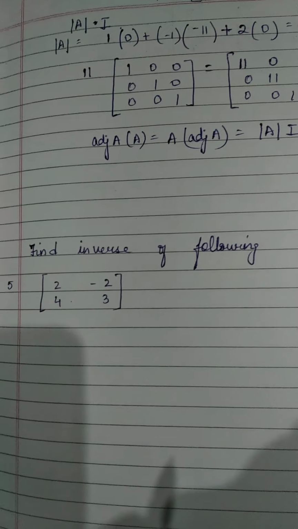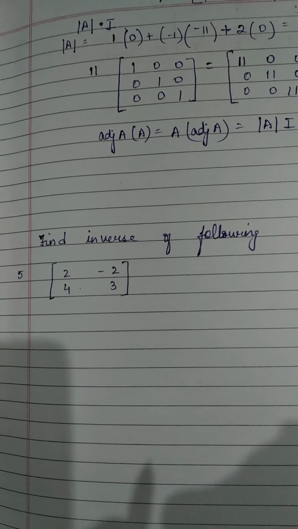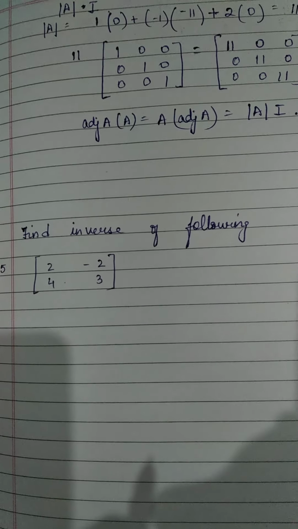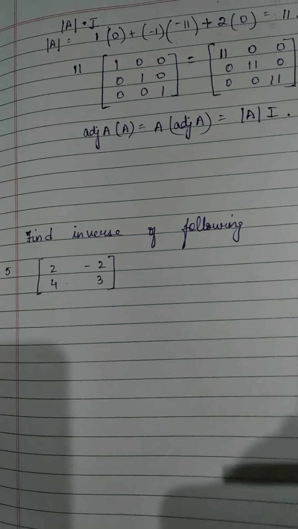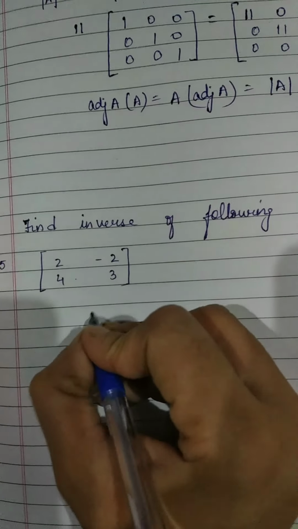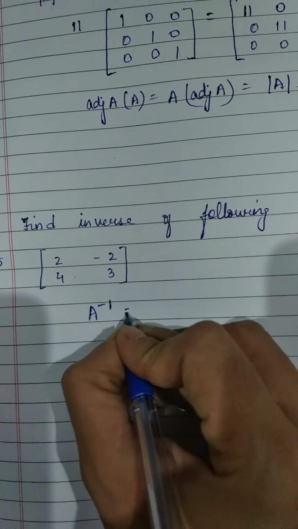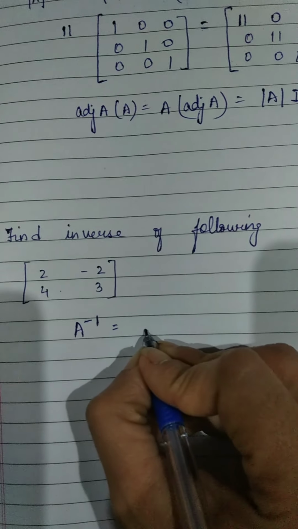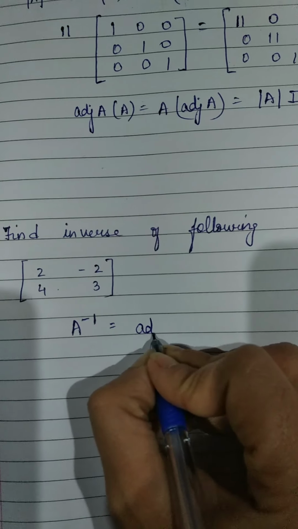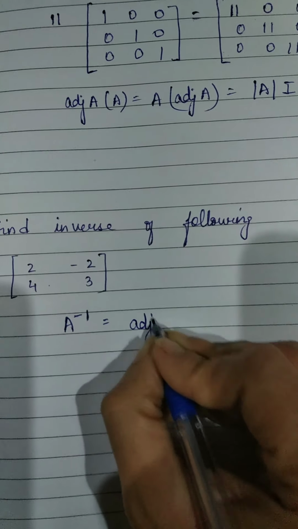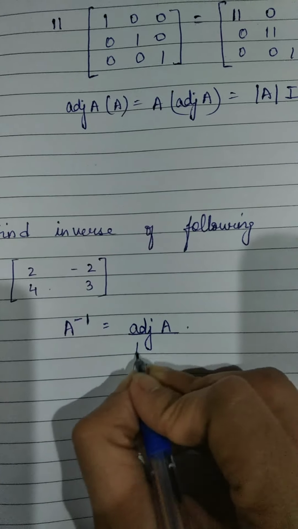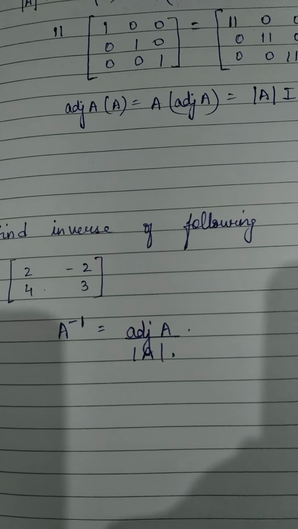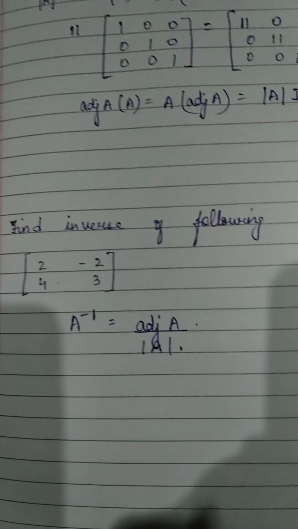Right? Now, in the next question, that's question number 5, we'll be finding out the inverse of the following. We had just discussed what is inverse, or when a given matrix is invertible, right? It is invertible if the matrix is non-singular, or the determinant is not equal to 0. So the formula is adjoint of A upon determinant of A. That's the formula to find out the inverse.